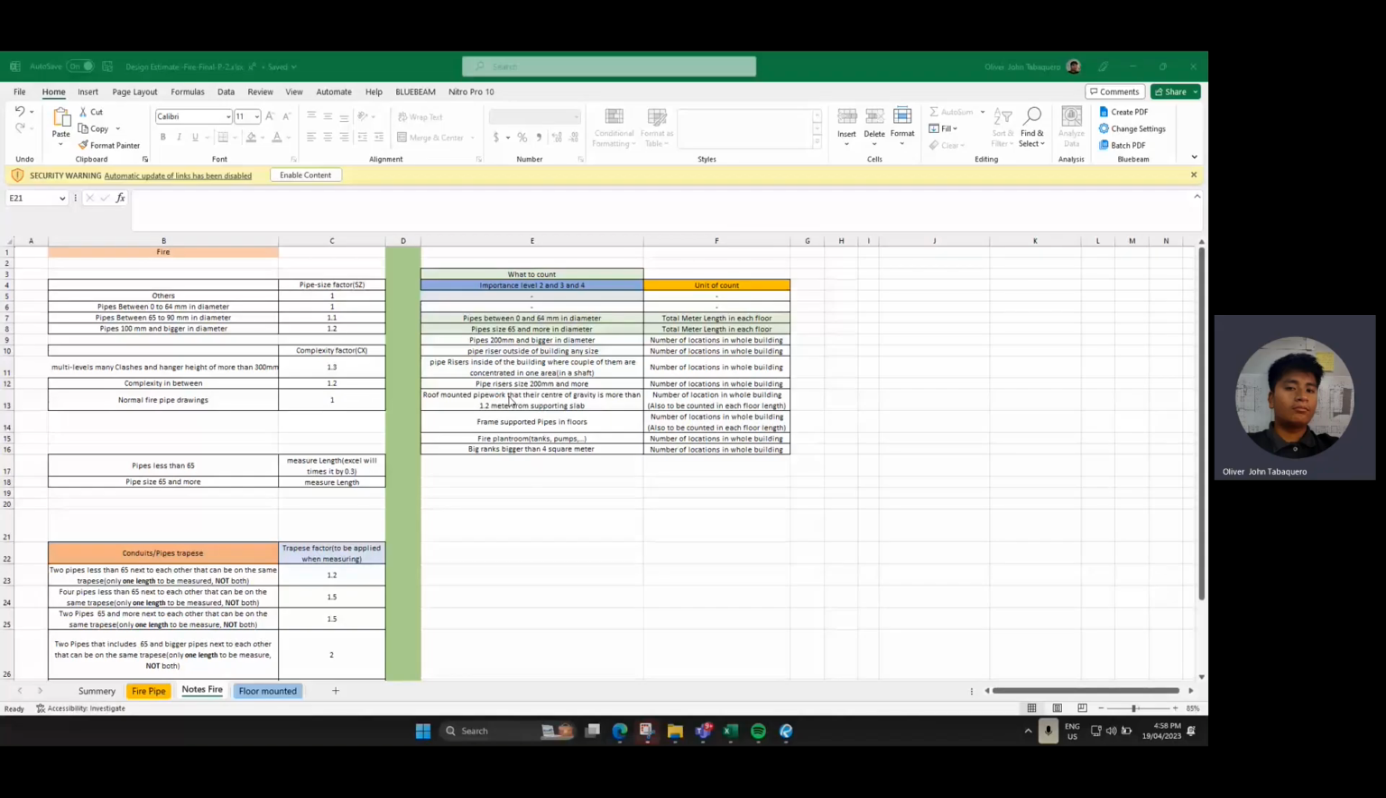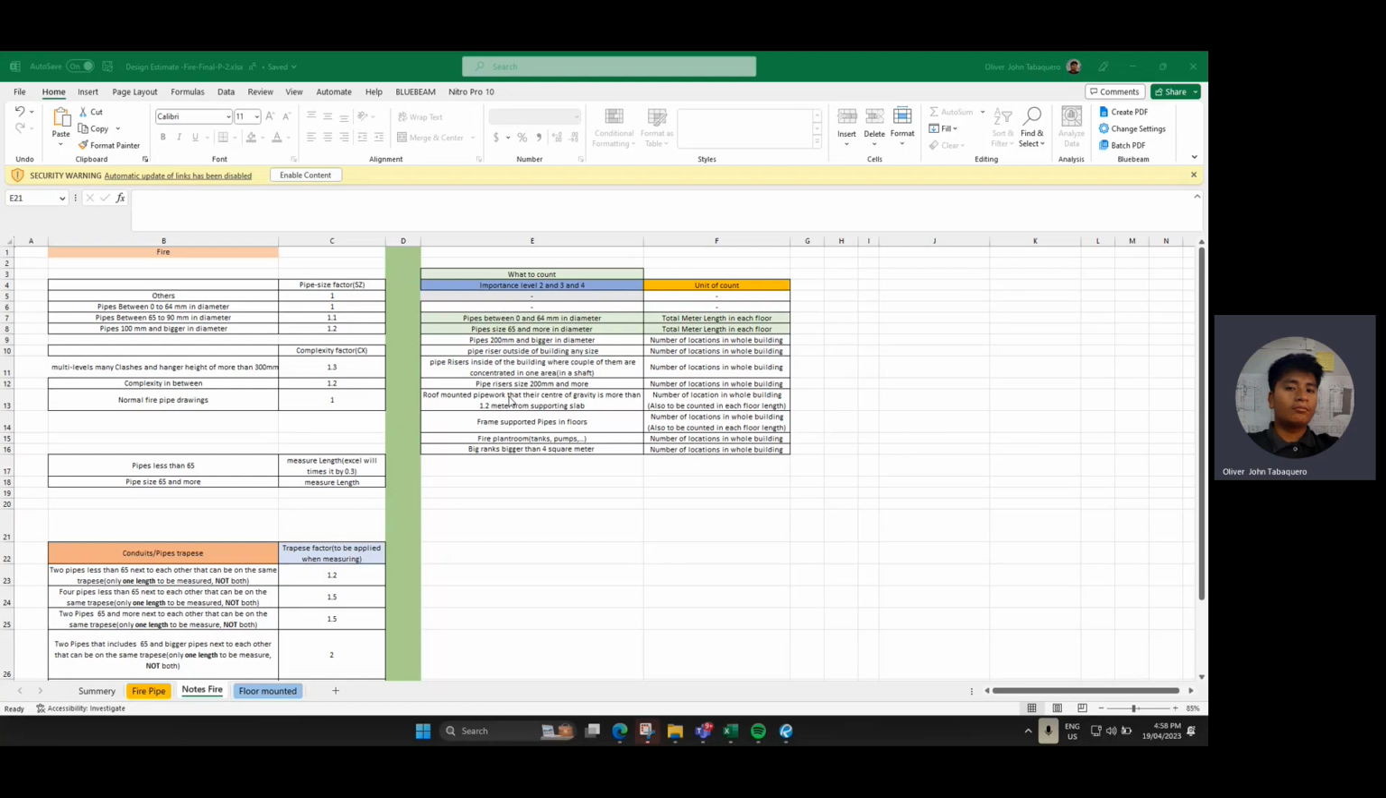Good afternoon. Today we will be working on the fire estimate. So projects involving the fire trade. Essentially, it's fire pipes. So let's get down to the basics. Let us read the rules first. So for fire, it's all importance level 2, 3, and 4. I think that you're very familiar with the fire trade.